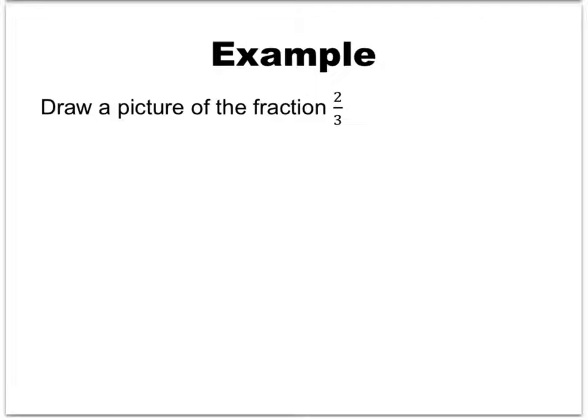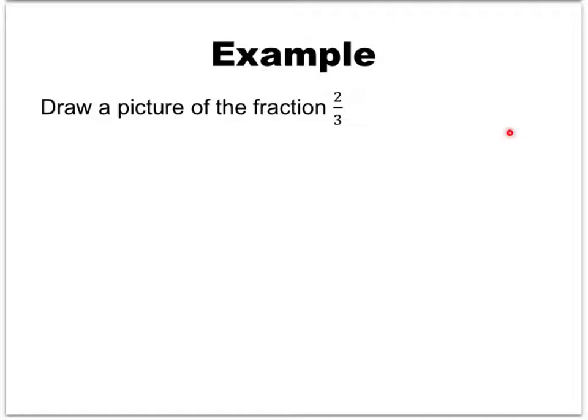So this first example is going to illustrate what we mean by a fraction as a number. This example simply says draw a picture of the fraction 2/3. Now notice that it's not 2/3 of something. There is no "of" there. And so this is what we mean by a fraction as a number. This fraction doesn't represent a portion of some physical object. It's just the number 2/3.